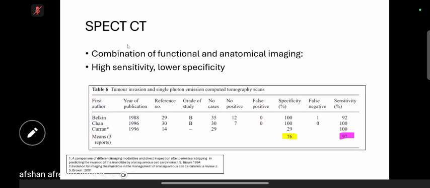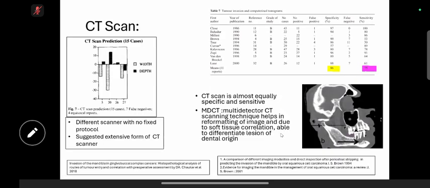Next is SPECT. It is a combination of functional and anatomical imaging, with higher sensitivity and lower specificity, with a sensitivity of 97% and specificity of 76%. So it gives a high false positive rate.